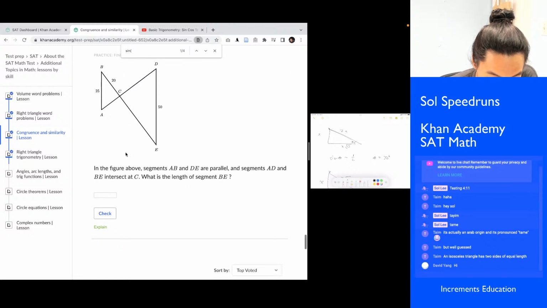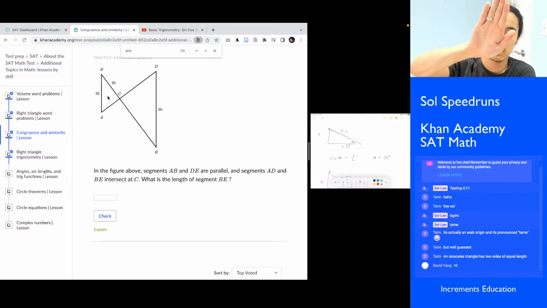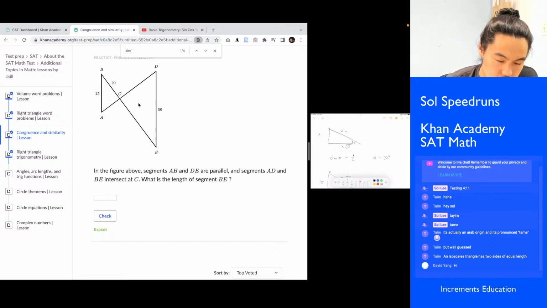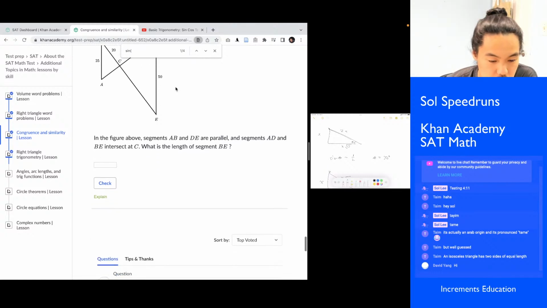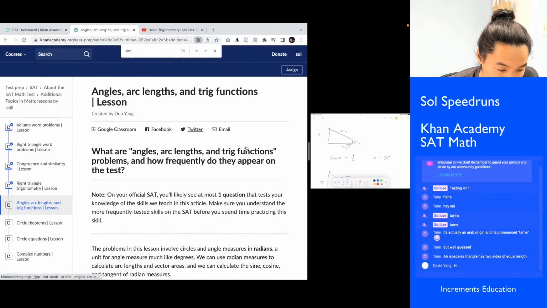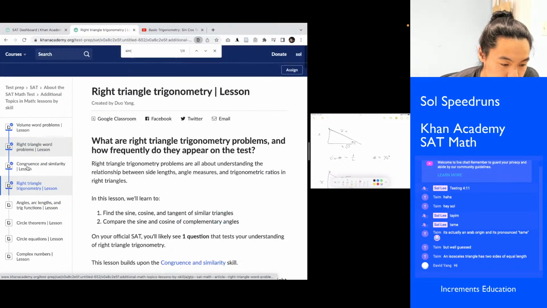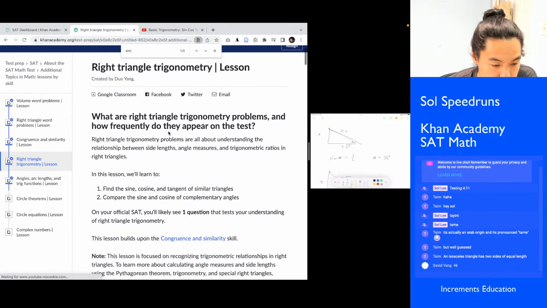And then AB, DE, parallel, same as AD, BE, intersect at C. So this is a reflection, right? It's a vertical and horizontal reflection, so they're basically similar. Is it called similar? Yeah, similar triangles. They're the same thing, so that's all good. Easy peasy. Here we go. Wait, hang on. Was that the right? Okay, that's congruence and similarity. Let's go to right triangle trigonometry.